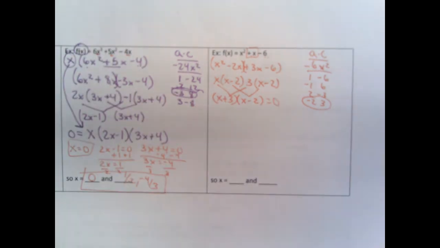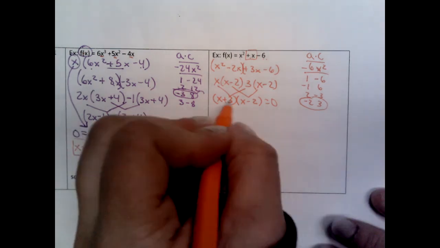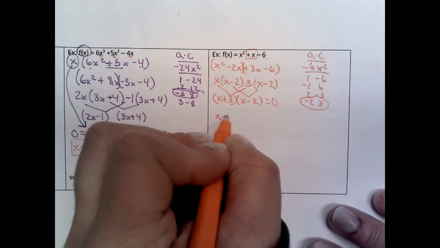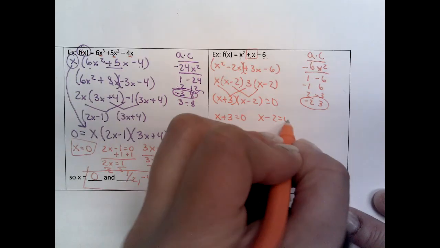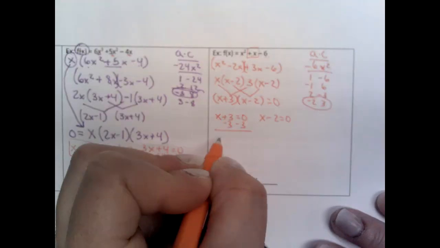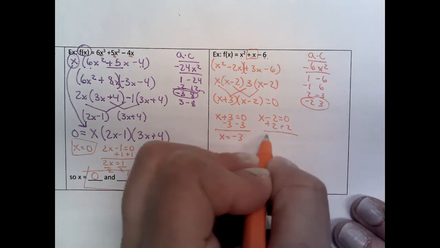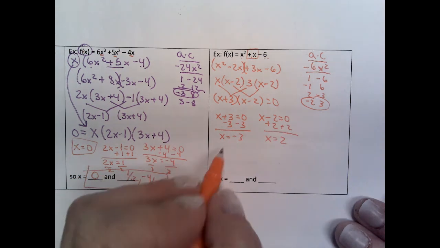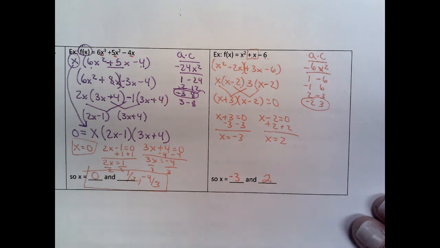So this entire thing equals 0. For this entire function to equal 0, either x plus 3 has to equal 0, or x minus 2 has to equal 0. So now I'm going to solve. Add 2, and I get x equals 2. So my x is either going to cross at negative 3 or 2.